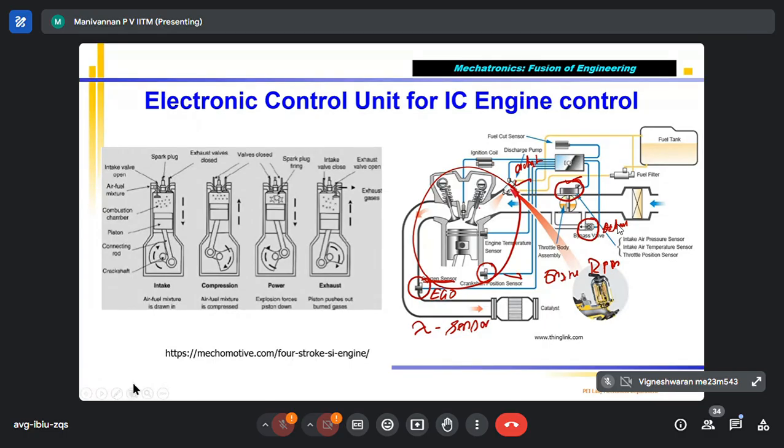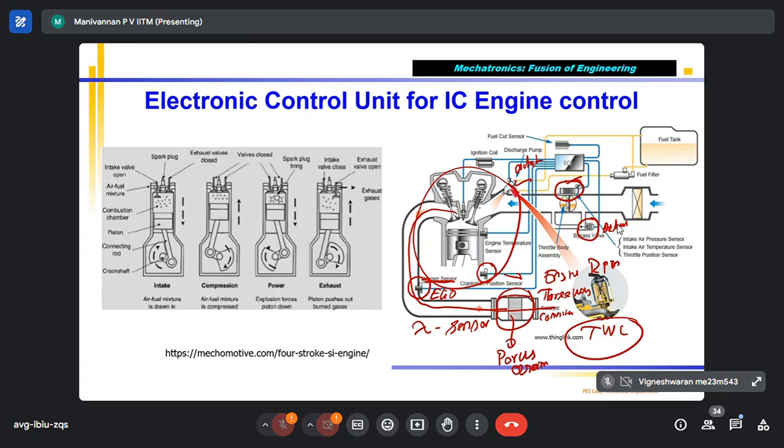Then you have one more important component, which is called the catalytic converter. In fact, they call it the three-way catalytic converter. In a petrol engine, it is called the three-way catalytic converter, TWC for short. That is connected at the end of the tailpipe. So the exhaust coming from the engine will pass through the catalytic converter. This is made of porous ceramic material.